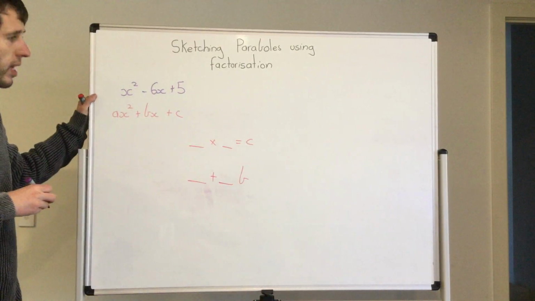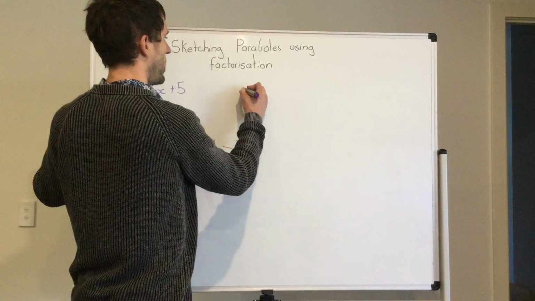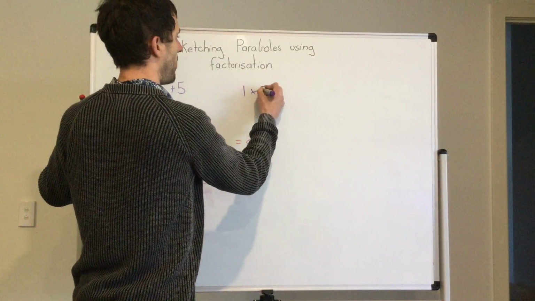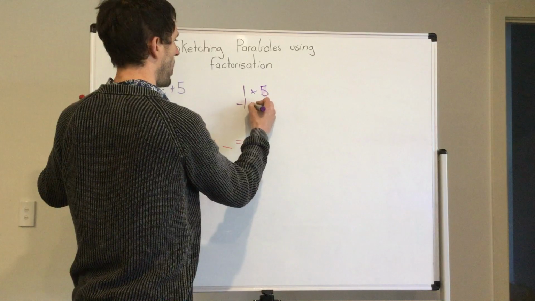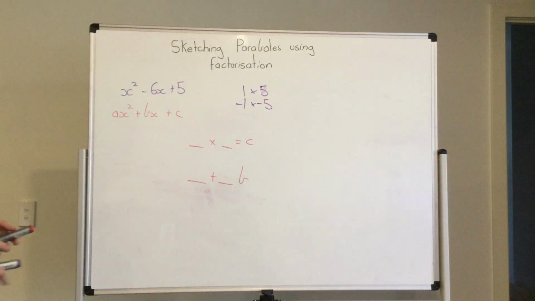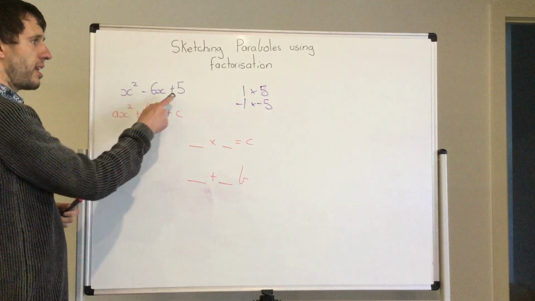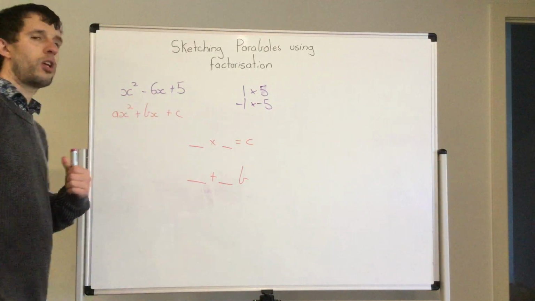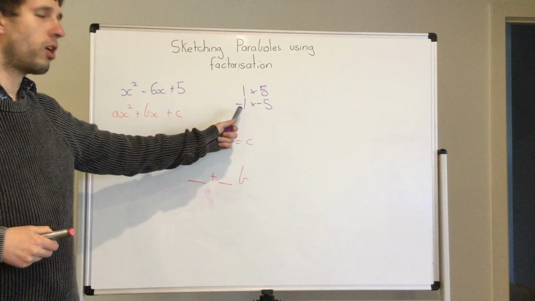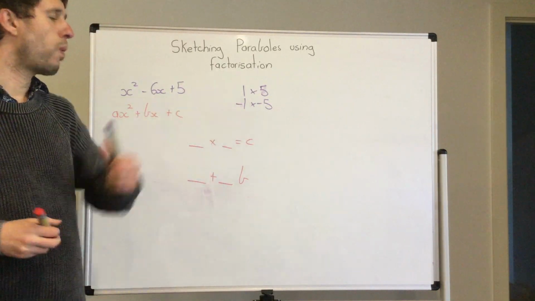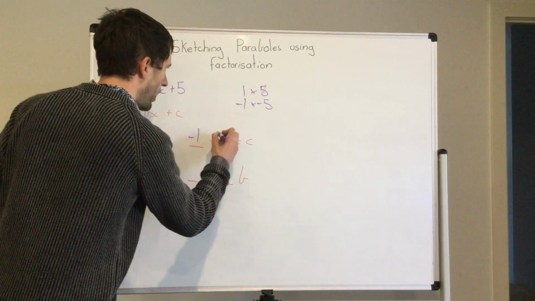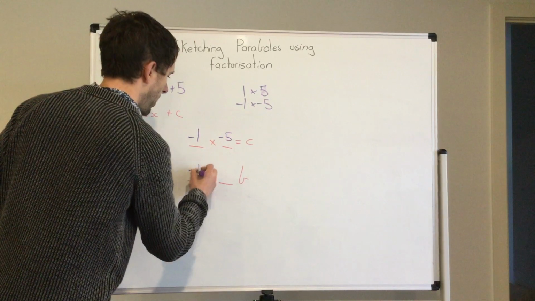Numbers that times together to equal 5, it's either going to be 1 times 5 equals 5, or negative 1 times negative 5. Let's use these and go to b. We've got negative 6. So the only two that add up to negative 6 is negative 1 plus negative 5. So I know it's negative 1 and negative 5.